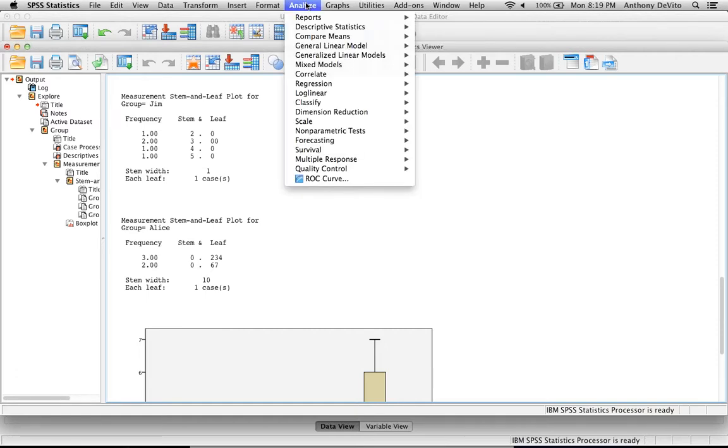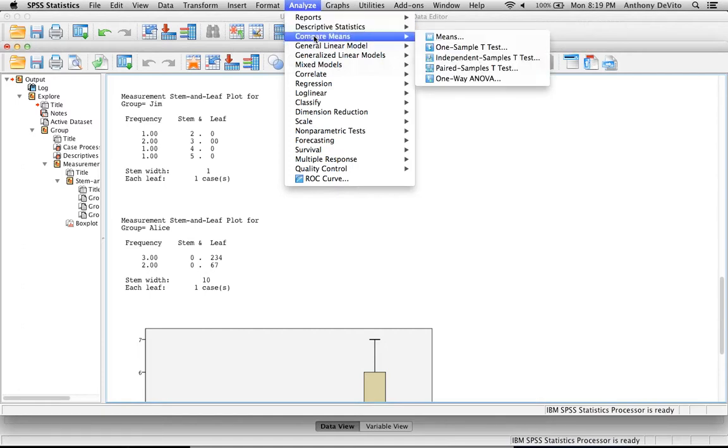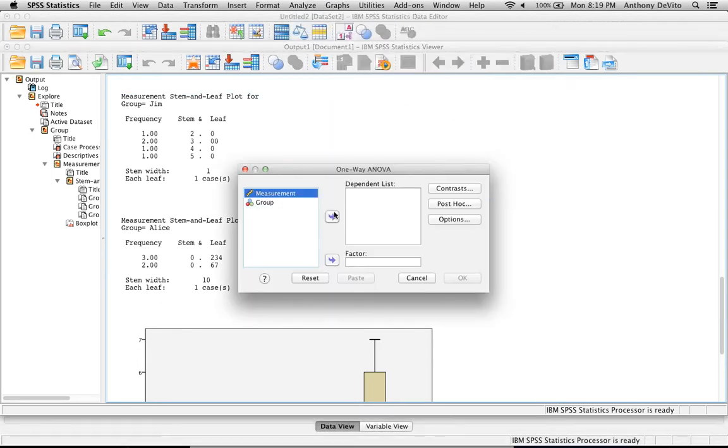Okay, so let's go to analyze. And where am I going to look for analysis of variance in here? Even though it's called analysis of variance, what are we really comparing? Means, right? So compare means, one-way analysis of variance. Okay, so I'm going to put measurements into my dependent list and group into my factor box. And I'm going to go ahead and run this.